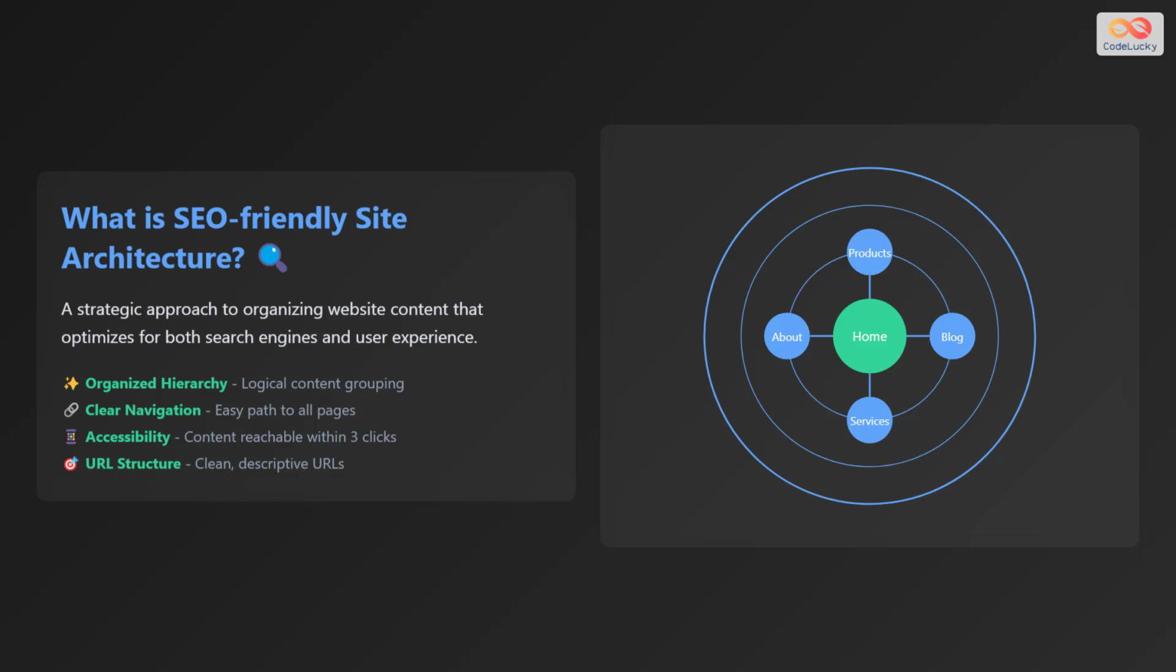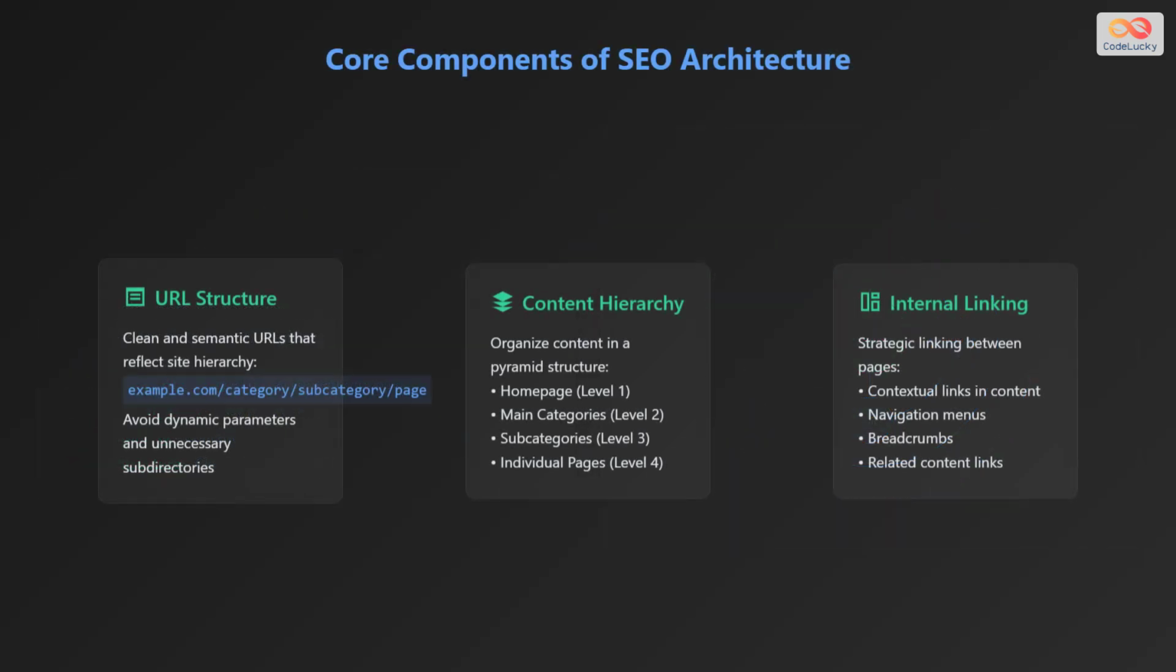Let's understand it better with the help of a diagram. The homepage is the central hub, from which different sections of the website like products, blog, services, and about are linked. The core components of search engine optimization architecture include uniform resource locator structure, content hierarchy, and internal linking. Let's discuss them one by one.